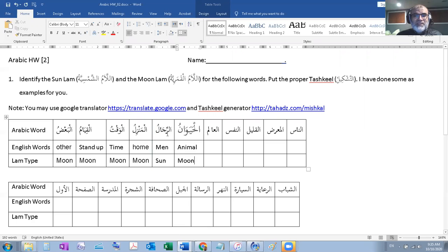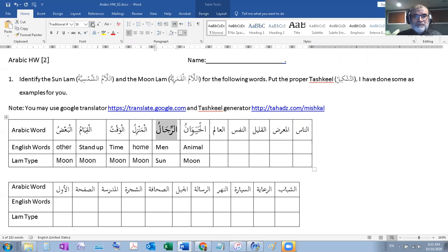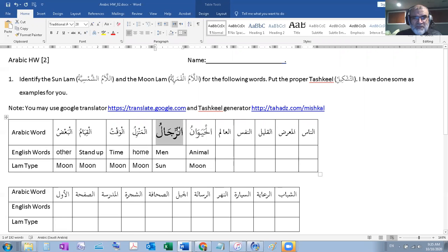For example, if we look at this one here, there is nothing on the top of the lam. So it means it's Shamsiya, which means it's not pronounced. So when you say al-rijal, you don't pronounce the lam, because that's wrong. It's ar-rijal. So that's why it's a sun lam. And sun lam is always followed by shadda.